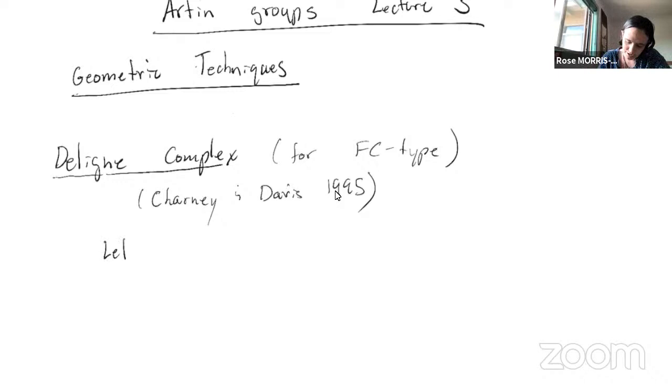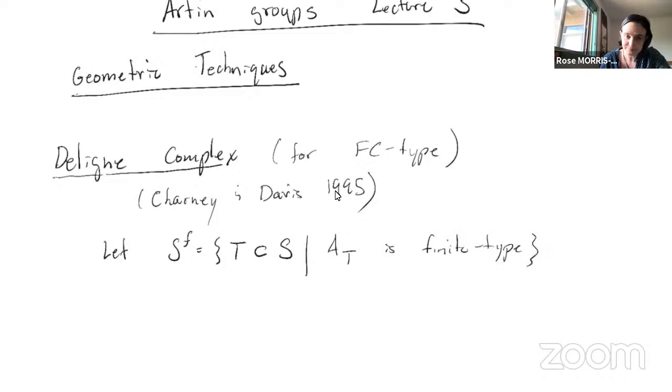So script S^F is going to be a set of subsets of my generating set. They're subsets such that the group generated by that subset is finite type. That's what the F is for: F is for finite type. I just want you to note that technically this satisfies the definition, but it's not always obvious: this includes T equals the empty set, and A_∅ is just going to be the trivial group, the group with no generators.